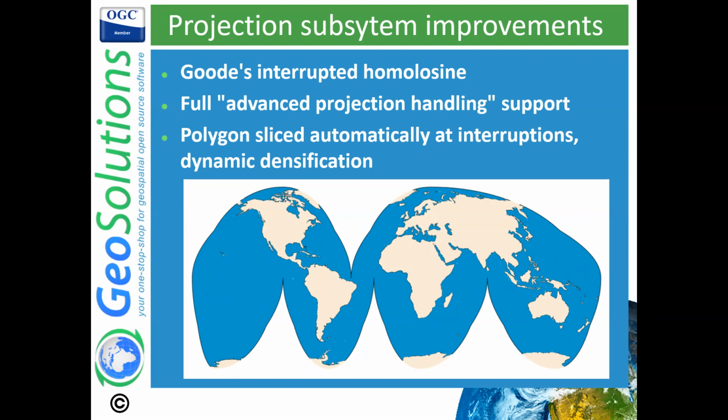You can see that the polygons are properly cut at the interruptions, that they are densified in order to generate curved outputs. What's even more interesting is that the blue area is not a background value. It's actually a very large multi-polygon. So that complex polygon has also been cut and densified to generate the lobes of the interrupted homolosine.